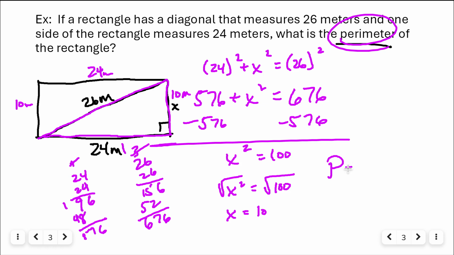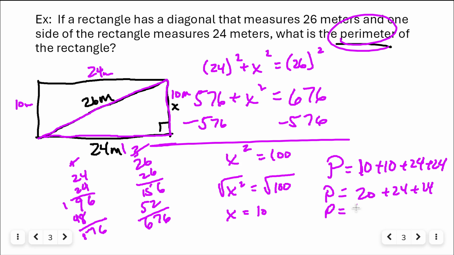What's the perimeter? The perimeter is 10 plus 10 plus 24 plus 24. Right? The perimeter of the rectangle. So that's 20 plus 24 plus 24. So that's 44 and 24, which is 68 meters. And there's my answer. Okay?